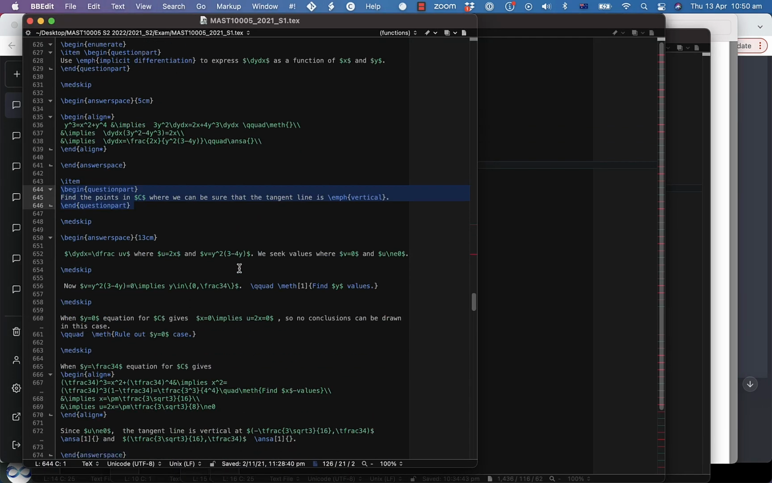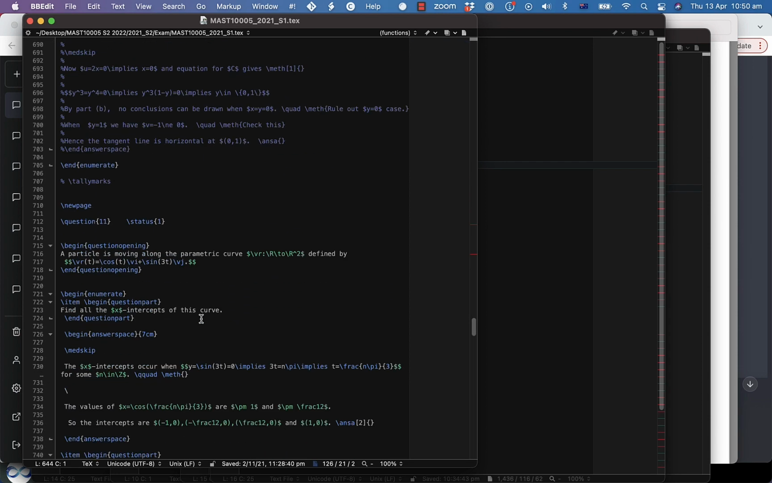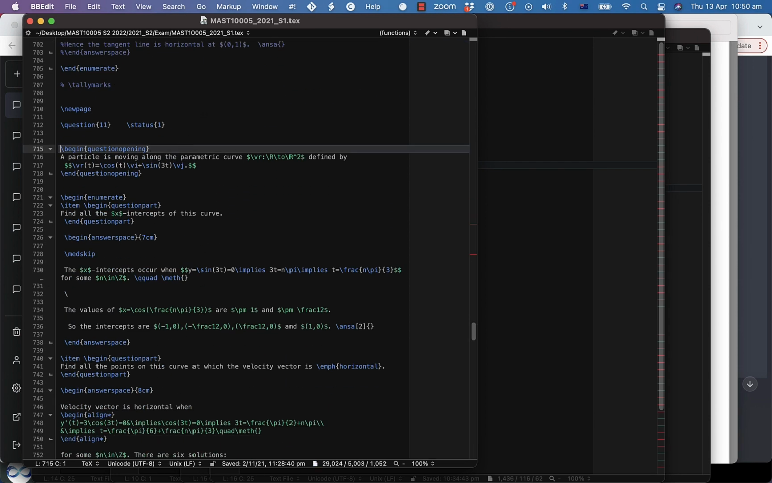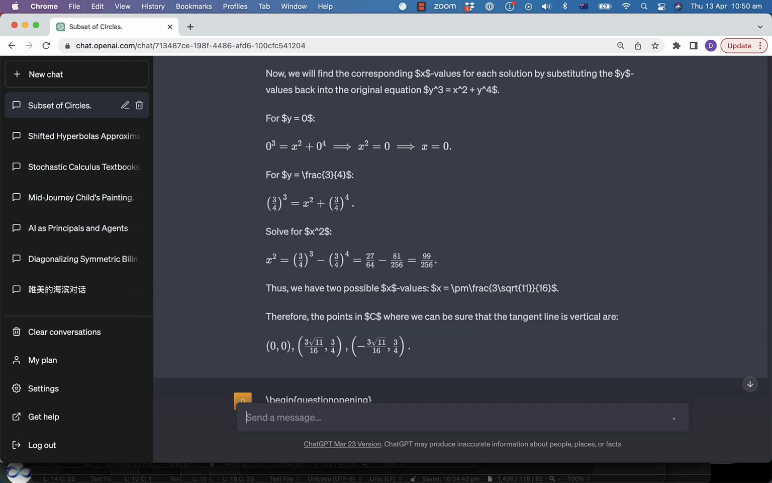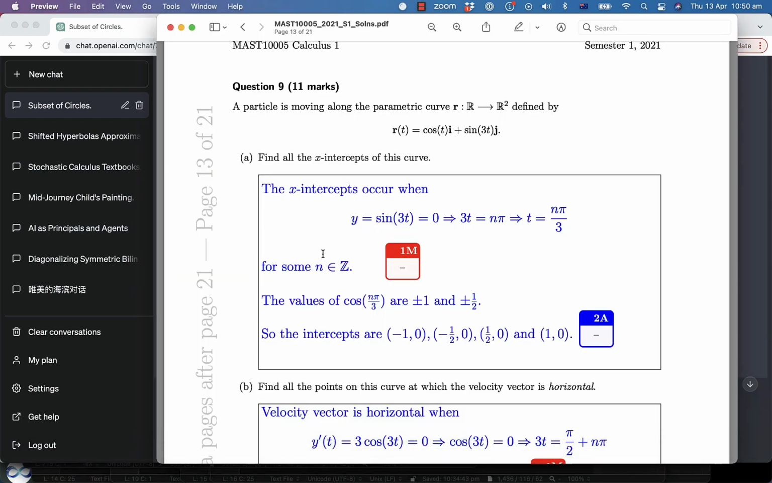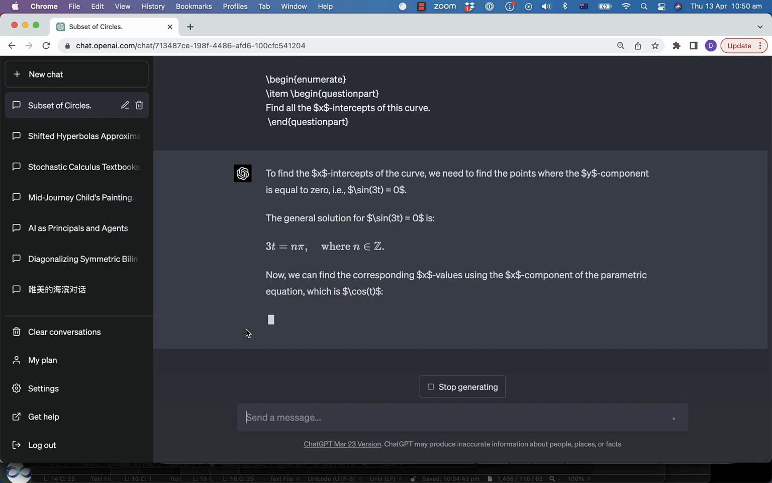Okay, parametric curves. Question 9. This is like all of high school. Oh, I don't know. Parametric curves is kind of first year university. Well, maybe high school too. Find all the x-intercepts of this curve.